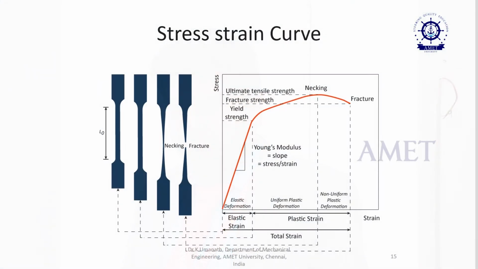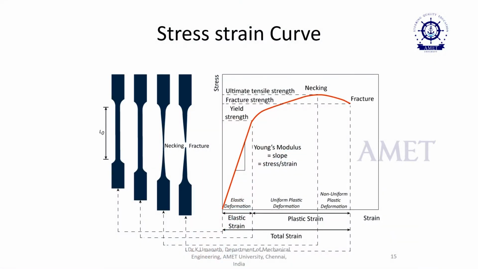The graph obtained from the universal testing machine is a stress-strain curve. The x-axis is total strain and the y-axis is stress. Load divided by area gives the stress, and elongation divided by the original length gives the total strain. The graph shows three different parts: elastic deformation, uniform plastic deformation, and non-uniform plastic deformation.